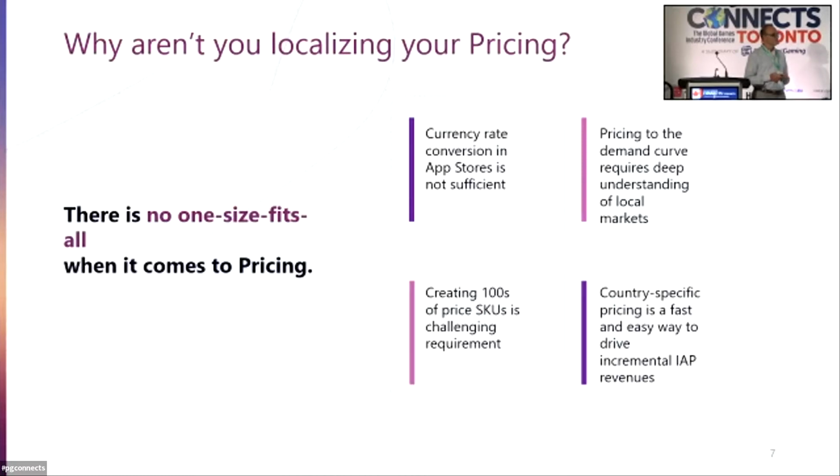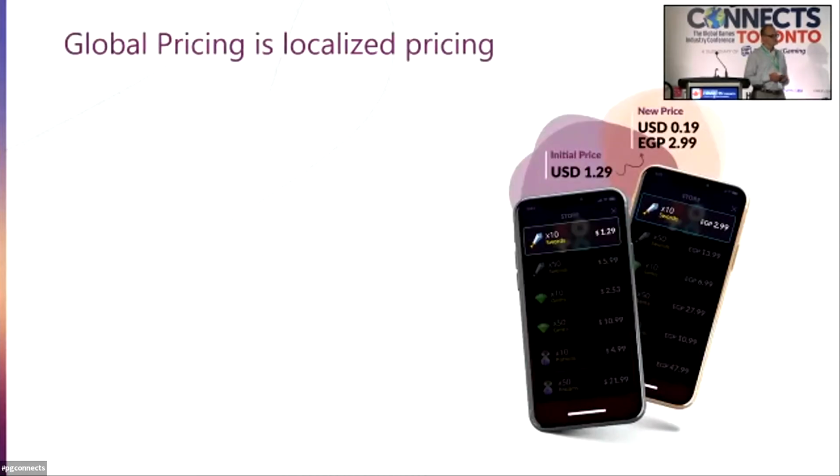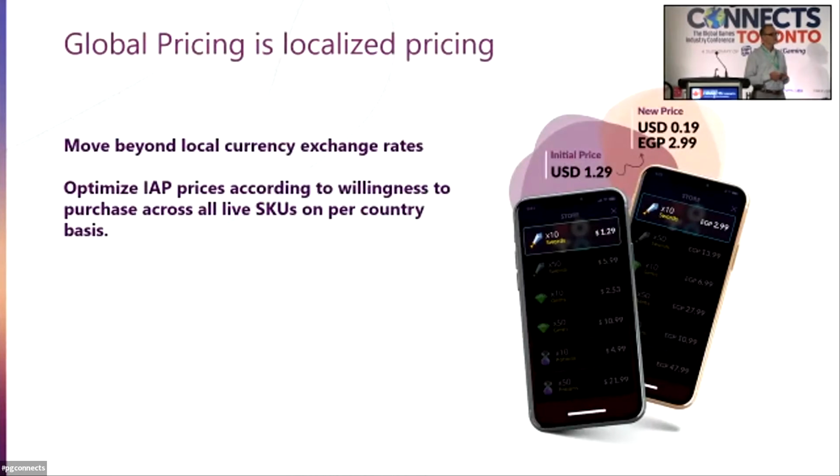But again, just to bang home the point they mentioned earlier, a small change in a number, just your price, makes all the difference to whether someone converts to a payer, and whether they're going to come back and keep making more purchases. And that's what global pricing is, localizing your pricing. We want to go beyond just local currency rate fluctuation, and instead optimize your prices according to someone's willingness to spend across all live SKUs. I want to stress that point.